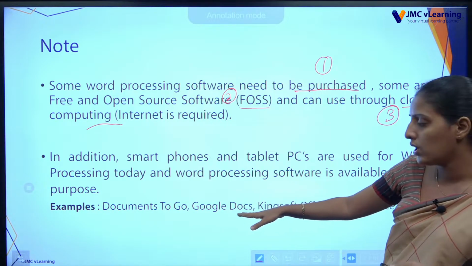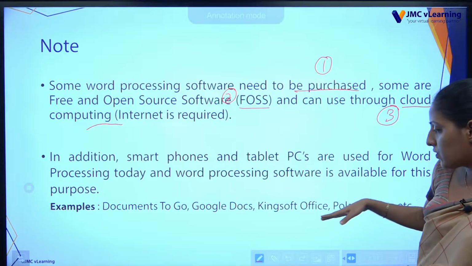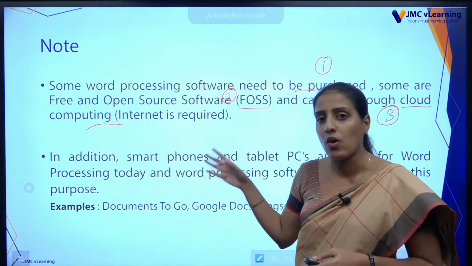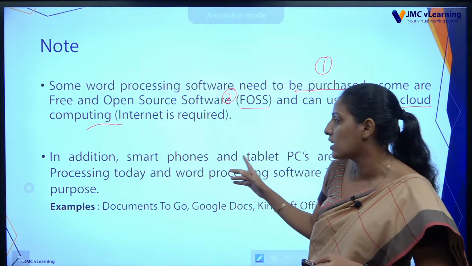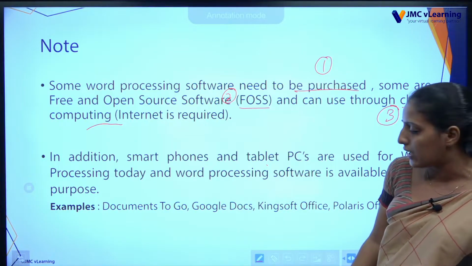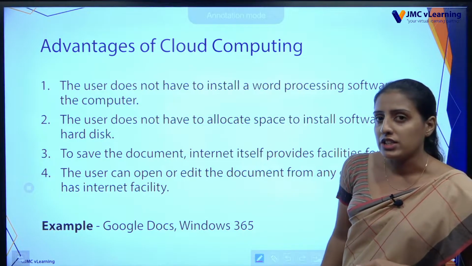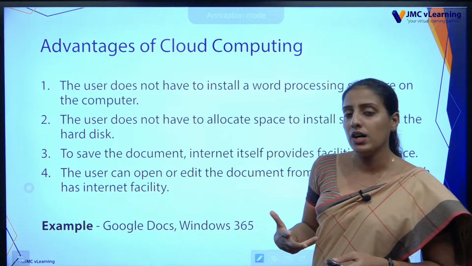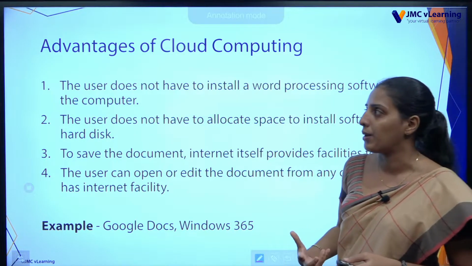Documents to Go, Google Docs, Kingsoft Office, Polaris Office. Not only on PCs or laptops, but also on smartphones and tablets you can use word processing software. What are the advantages if we are using cloud computing based word processing software?